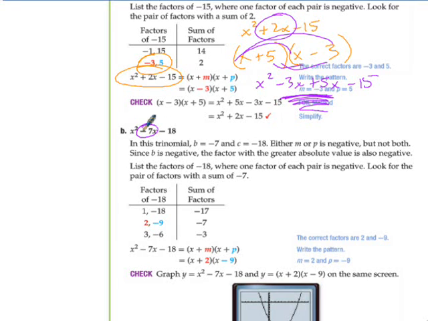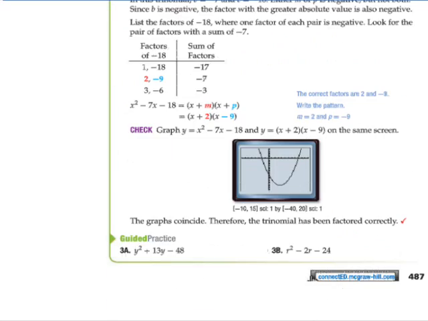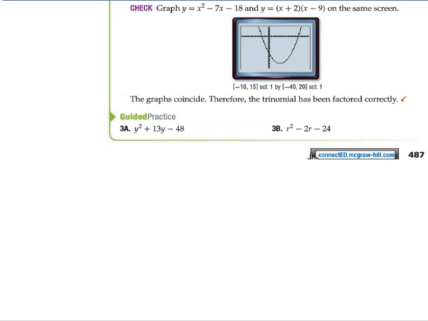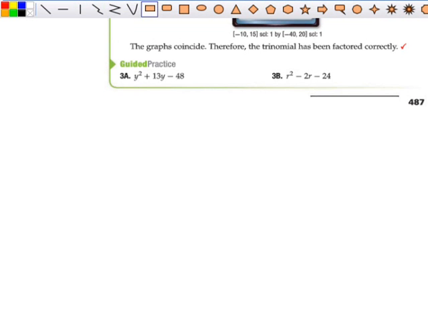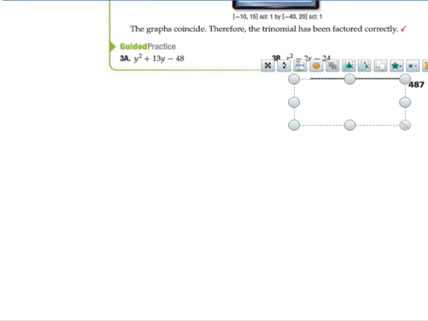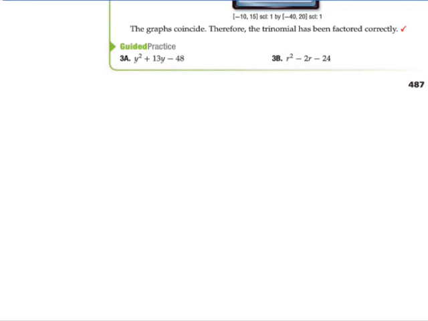Okay. Here, same exact idea, except now we have two negatives. Again, I'm just going to have one positive, one negative as part of my answer. The big deal is that I guess numbers that work, and then I check it. Guess and check. It's called that because, well, you have to do both. So if you could please go ahead and try 3A and 3B on your own. Go ahead and pause the video and try those now.